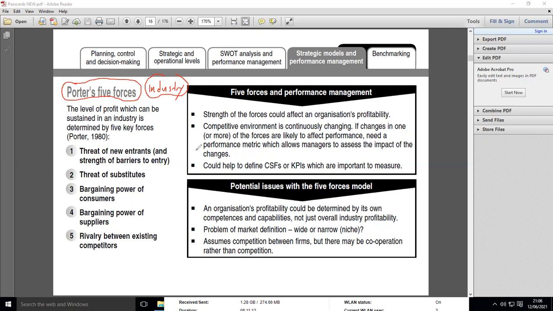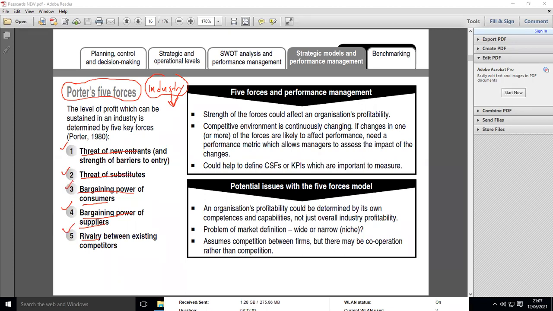So look at the performance of the company. The performance of the company is linked to how well the industry is performing now and how well it's likely to perform in the future. So the level of profit which can be sustained in an industry is determined by 5 forces. And what are these 5 forces? The threat of new entrants, the threat of substitutes, bargaining power of consumers, bargaining power of our suppliers, and rivalry. Wherever we have these forces, and as they become intense, what happens? The profitability of the margins will be affected.